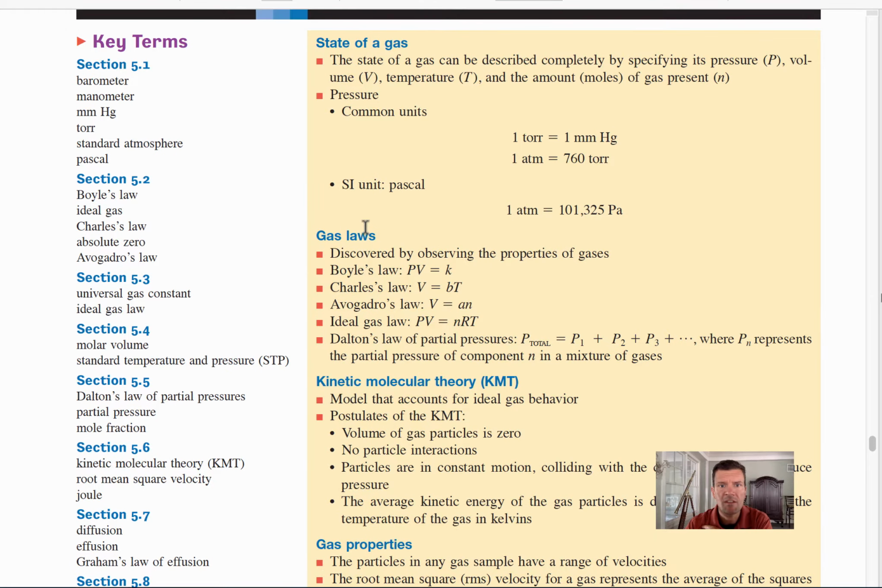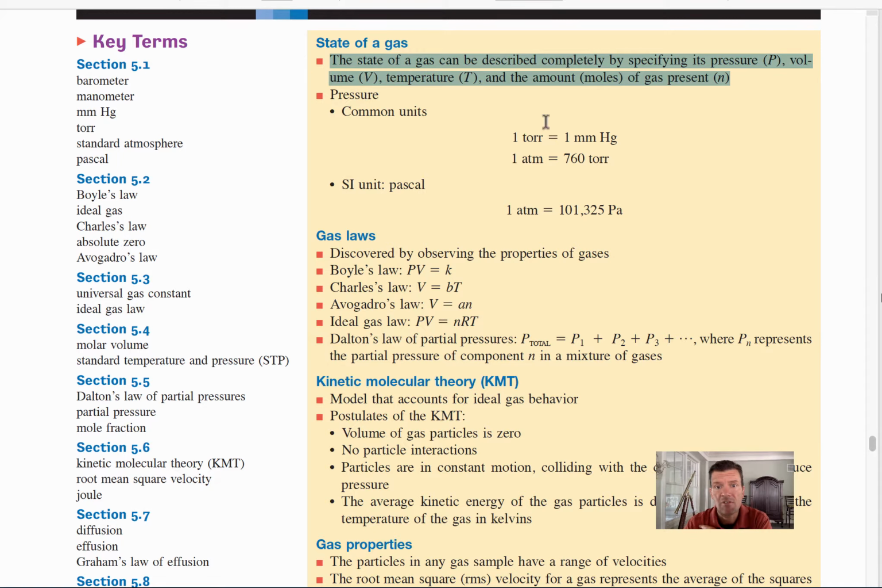You'll notice here that a gas can be described by looking at its pressure, the volume, the temperature, and the number of particles, which means the number of moles. So those four variables are related. And if you know the relationship between those four variables, you can do lots of computations involving gases.